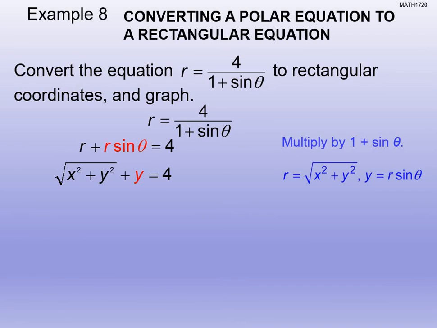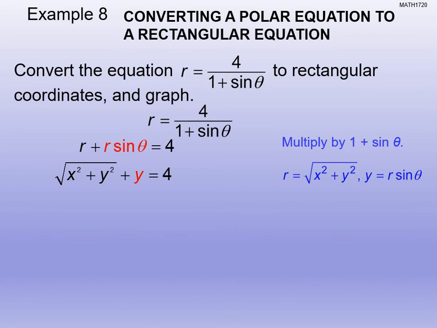Okay, and then we have to replace r. This is very, very important. Notice what's in red is r sine theta. We automatically know that we can replace r sine theta with a y. Had that said r cosine of theta, you would have replaced it with an x. We also can replace r with the square root of x squared plus y squared. So you have to look for substitutions.